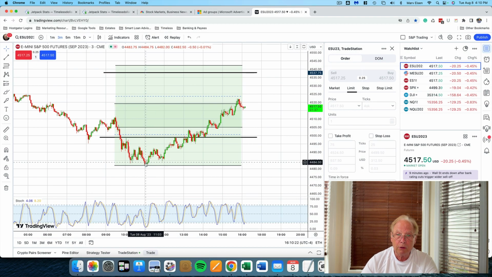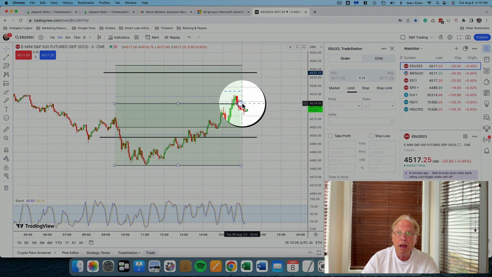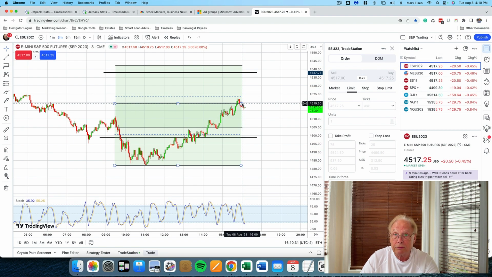The market put in a low at 44.82 and closed right about at the high, which turned out to be the intraday high, at 45.18, exactly where Taylor forecast it to be. So that's the Trading Zone for today. We'll see what happens tomorrow.